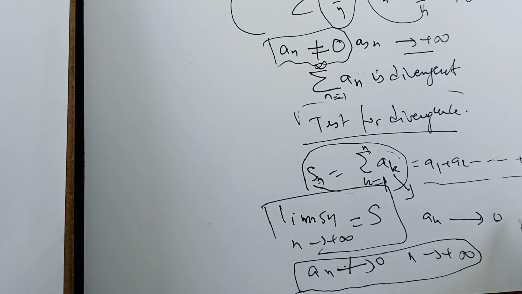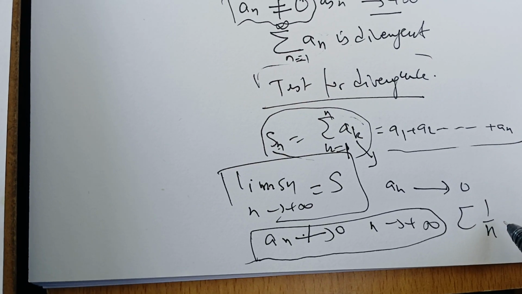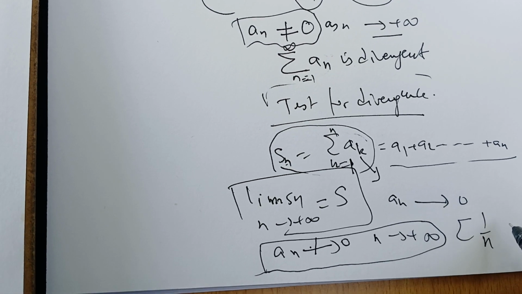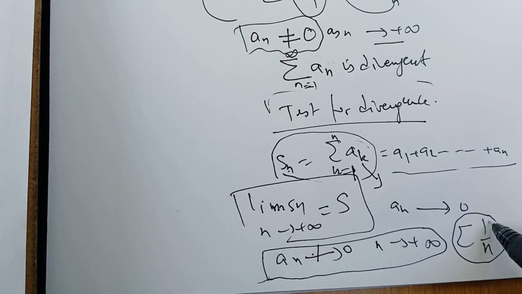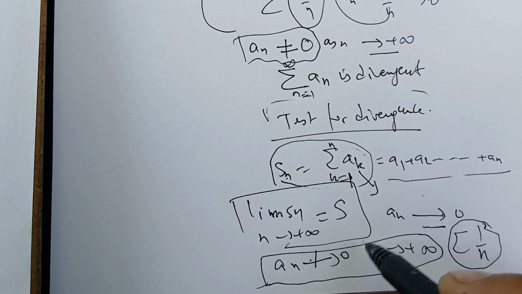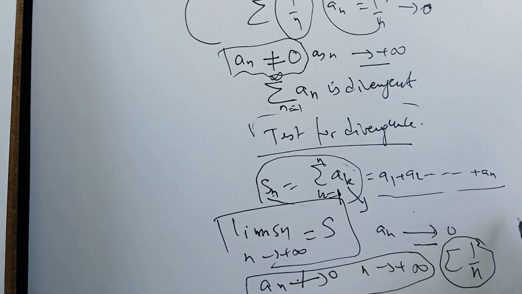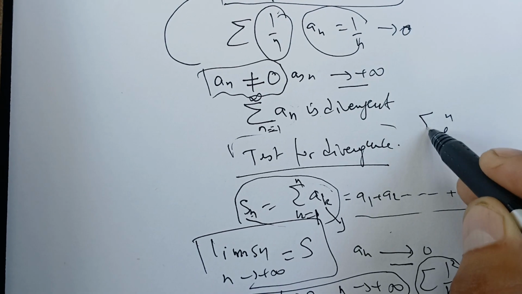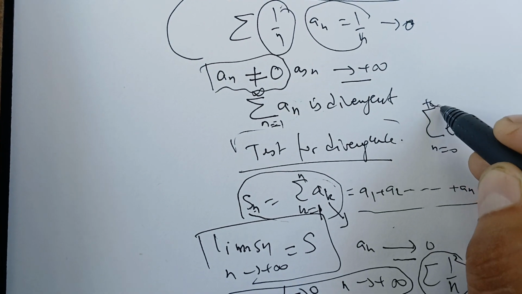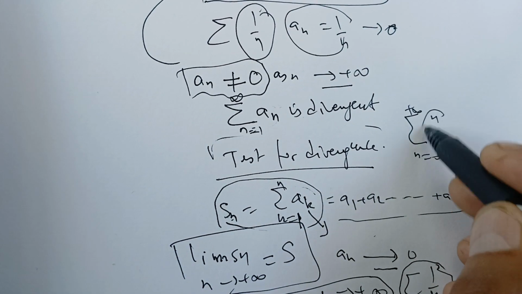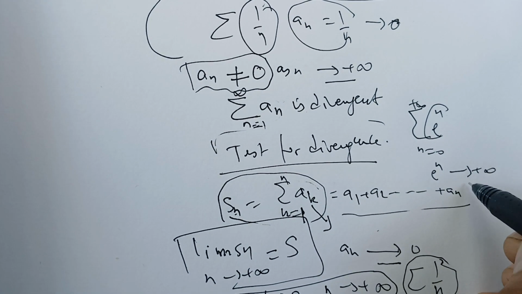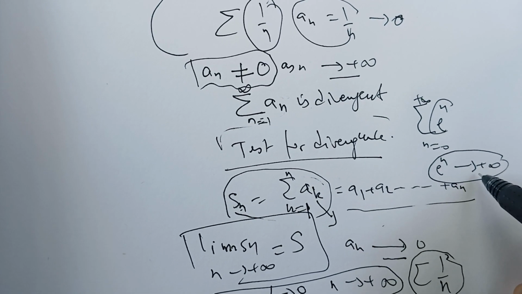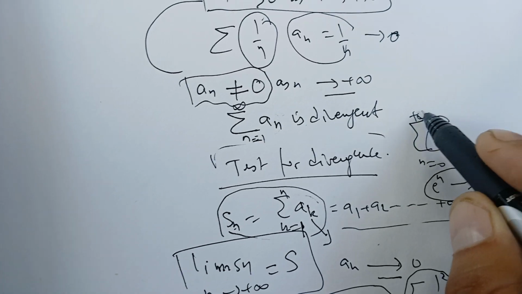You can check examples like 1 over n. Remember this one: it is a counterexample for the converse. And some other ones, like the series of e to the power n. This is a divergent one. Why? Because e to the power n goes to infinity; it doesn't go to 0. The limit is different from 0. Therefore, this series is divergent.